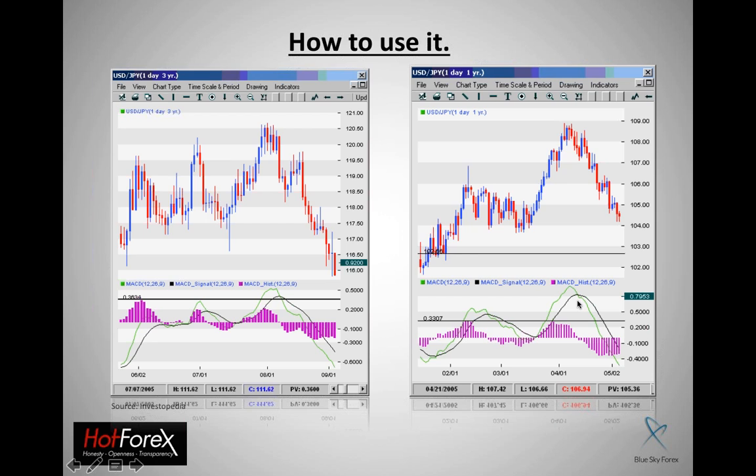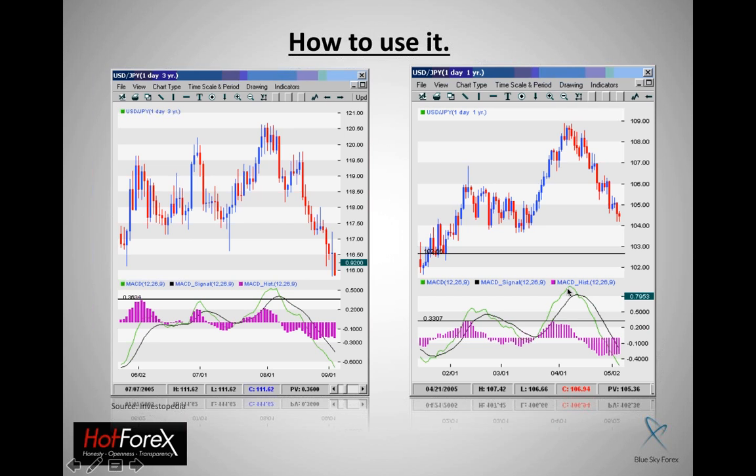Okay, so apart from the basic analysis, which is you're looking for price to create a swing high, a second swing high, not the first one. The first one you do nothing, right? In the second one, notice that, somewhere around this level here, the histogram, the MACD, right?